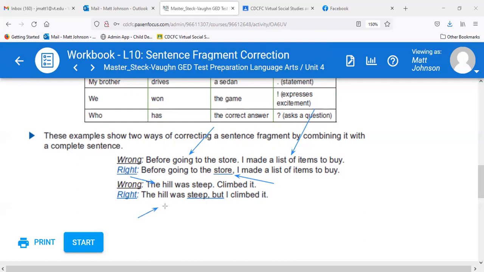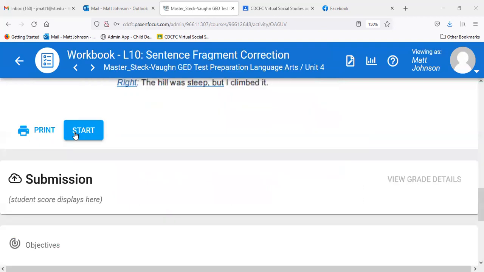So down here, the hill was steep, we add a comma, we add a conjunction, and we add a subject, and then we have a complete complex sentence. The hill was steep, but I climbed it. Now we make sense. Now everything agrees with each other. Okay.